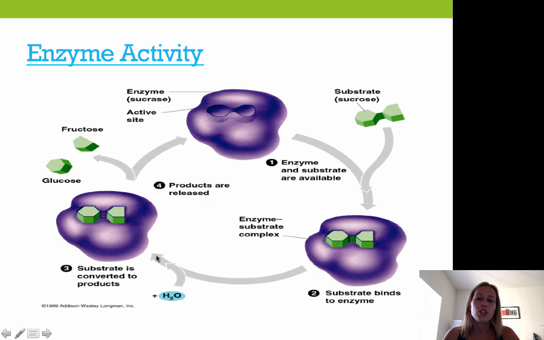Water is going to be added to it, so this is hydrolysis that is taking place. The enzyme is going to weaken the chemical bonds between the different monosaccharides that make up sucrose, and with the addition of water, we're going to break that apart into its monosaccharide forms, glucose and fructose. And there the enzyme is ready to carry out that chemical reaction again of breaking down sucrose into its monomers, glucose and fructose.